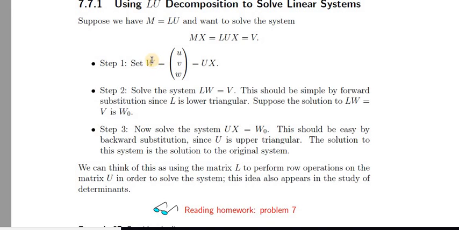We're representing Ux by w. So you can consider this equation here as L times w equals v. Since I know L and I know v, L is lower triangular, then by the forward substitution method that we just saw, I can solve for w. Once I know w, then I know that w equals Ux. Now I know w and I know U, and I can solve for x by backward substitution.